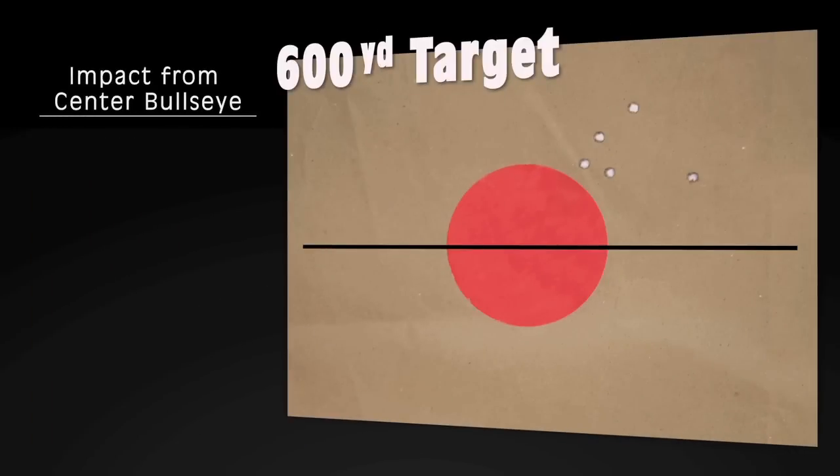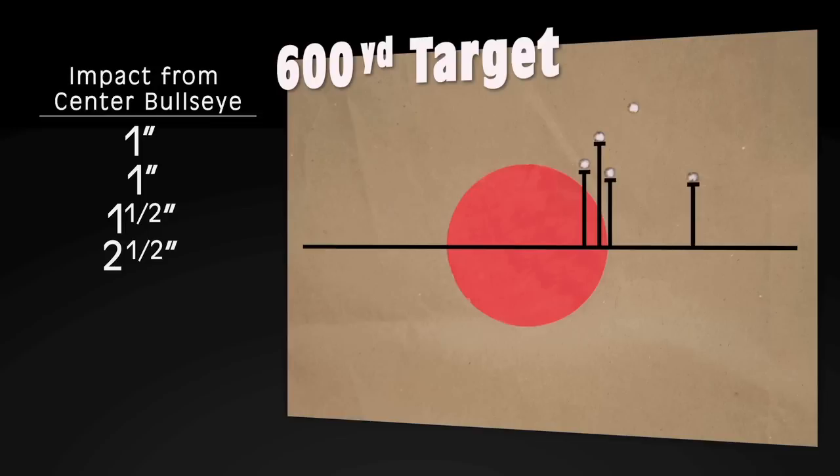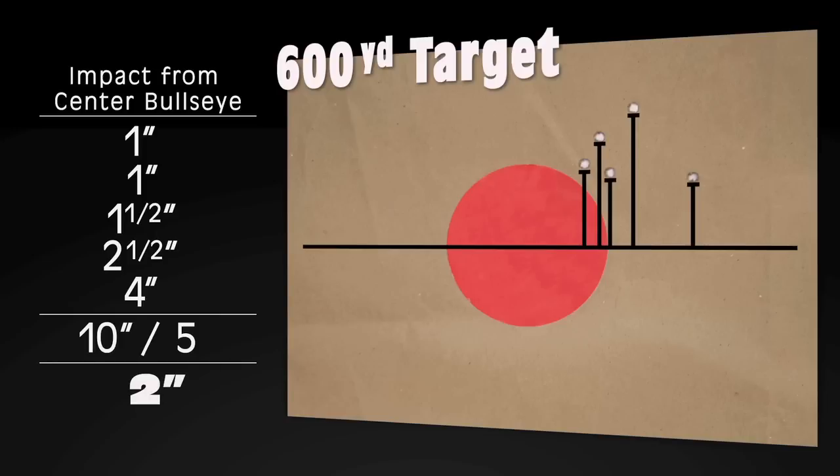So on the 600-yard target with my tape measure, I've got a bullet strike that's an inch high and another inch. And I've got one at an inch and a half, one at 2.5 inches, and it looks like one at 4 inches. So if I add those up, I come up with 10 inches. If I divide that by the number of shots, 5, that gives me the average height of my group, which is 2 inches. All right, so I'll keep track of that number.